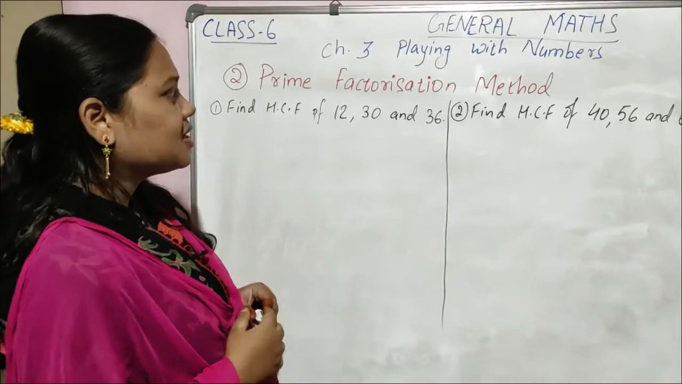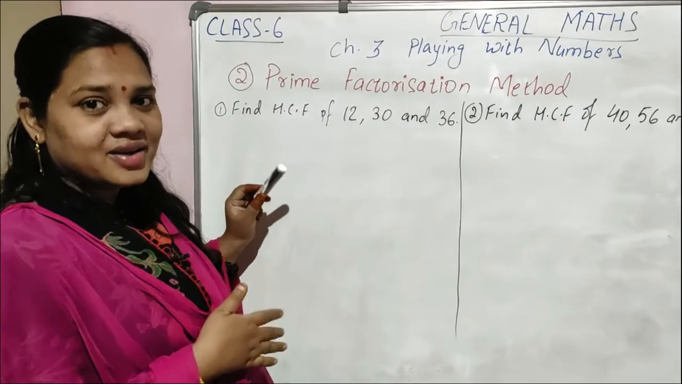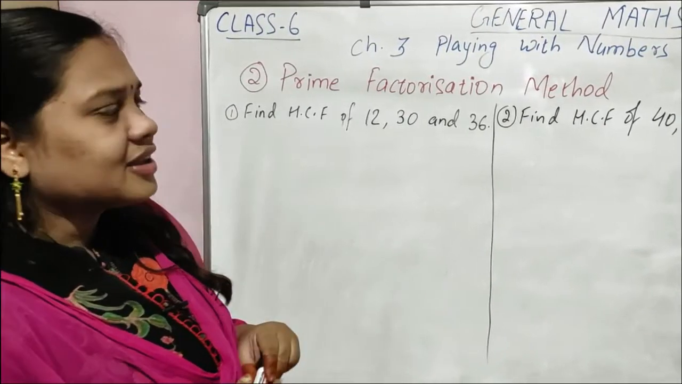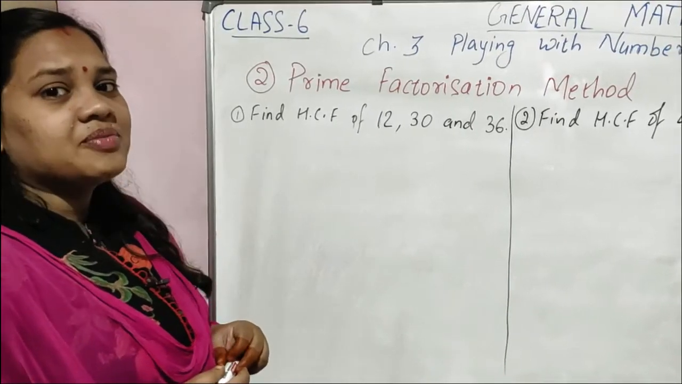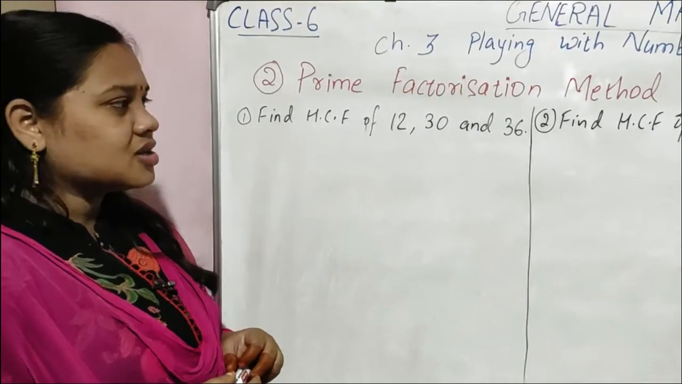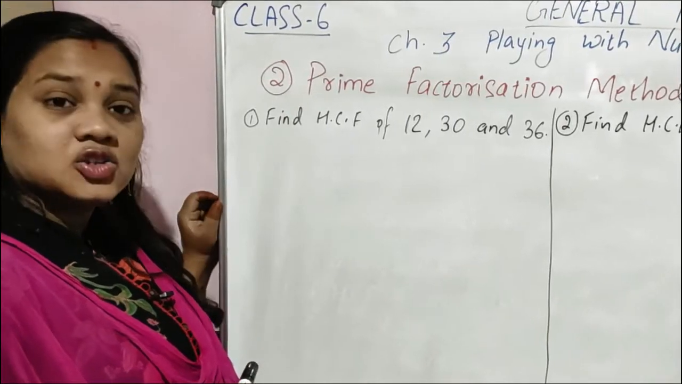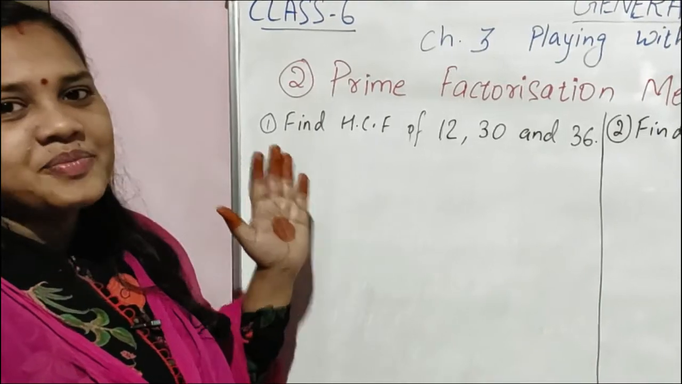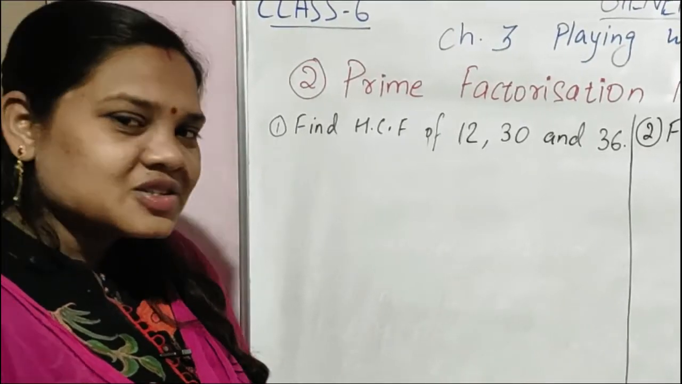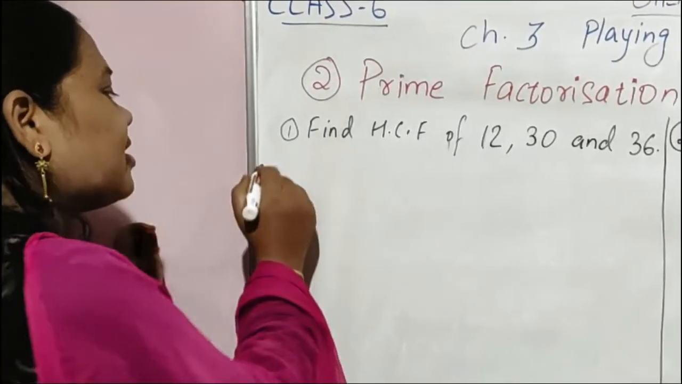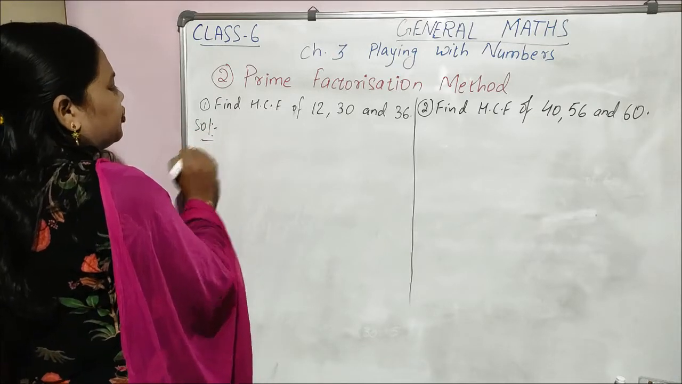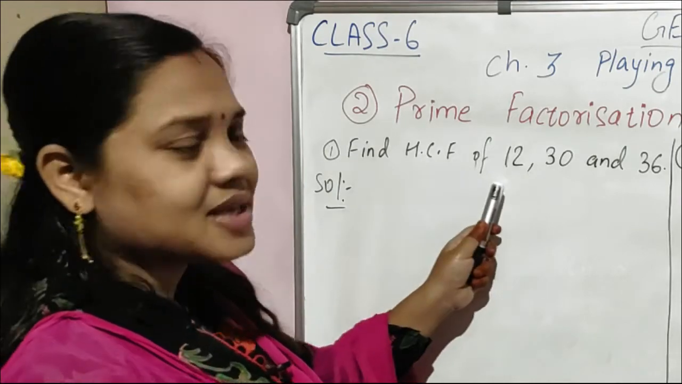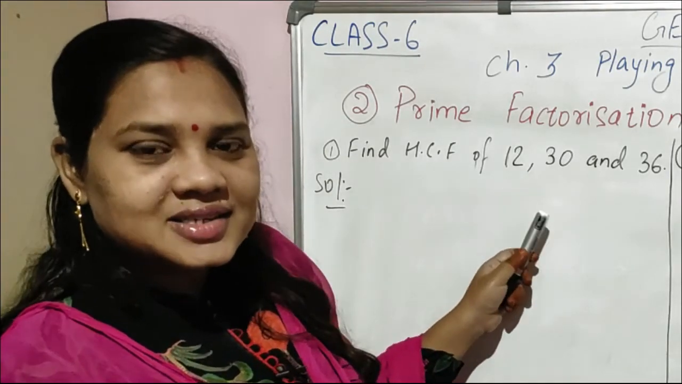Okay, so now we will implement that idea here to find out the HCF. In prime factorization method, first we have to find prime factorization of the given numbers. So you can see, children, on the board there are two questions. Now we are going to solve these two questions by use of prime factorization method. Okay, so let's start. First question is: find HCF of 12, 30 and 36. Three numbers are given: 12, 30 and 36.